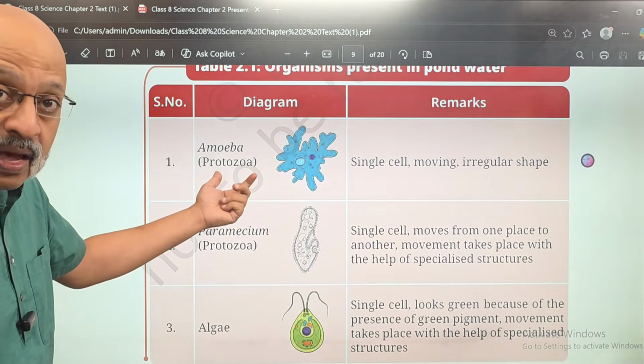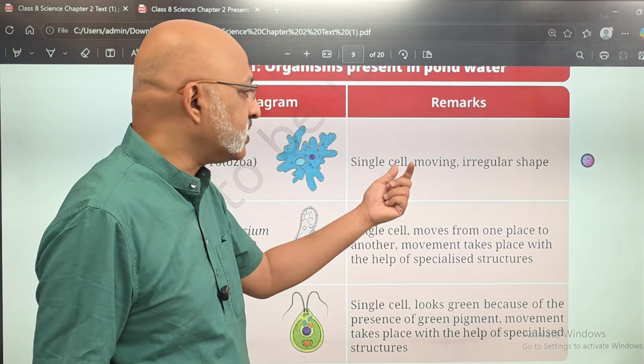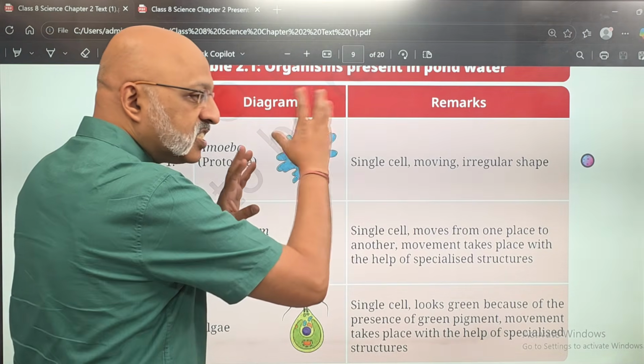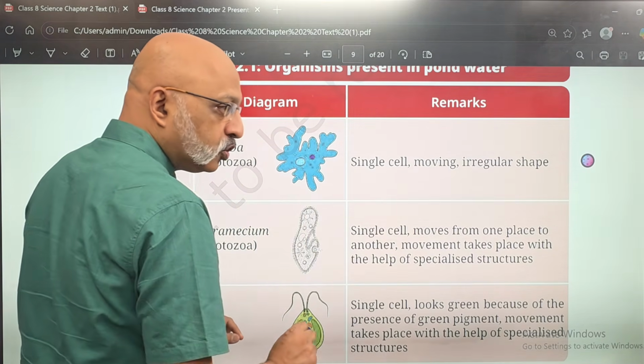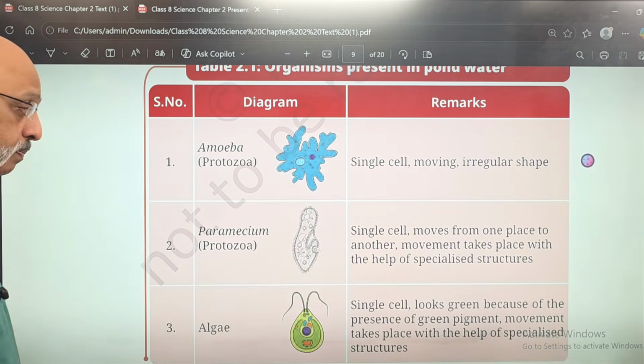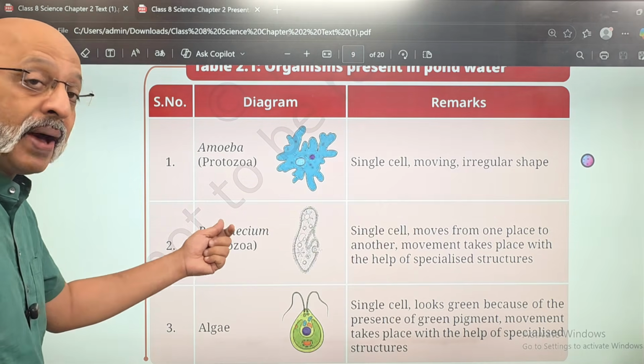The first one is amoeba, a protozoan, which is a single cell, which means it's unicellular, moving and of irregular shape. It does not have a regular shape. It just keeps moving into different shapes, and one amoeba's shape will be very different from another amoeba's shape.